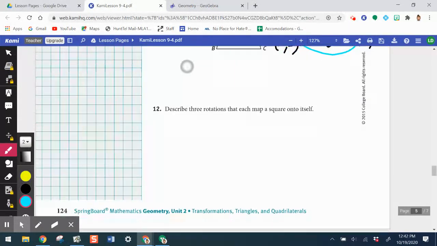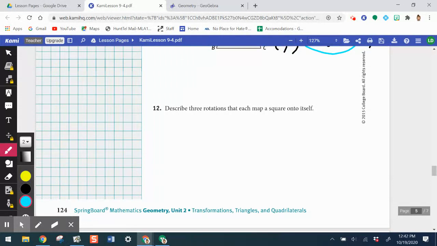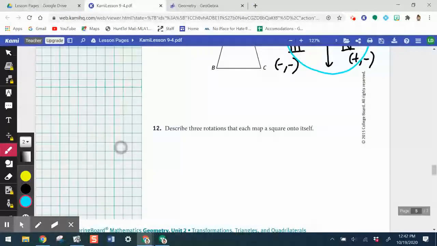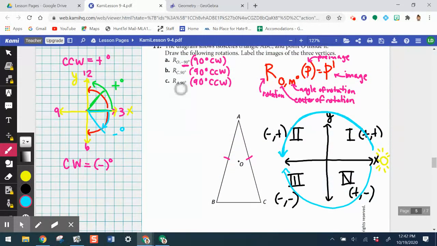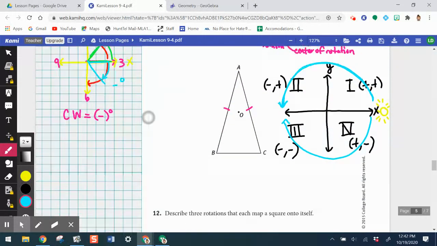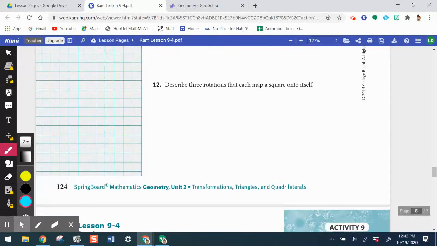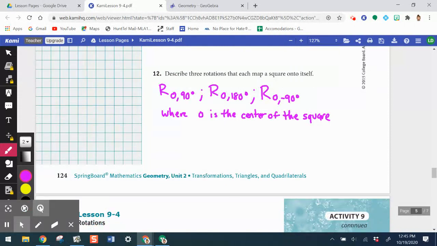So let's continue on. It says, item 12, describe 3 rotations that each map a square onto itself. So take a second, see if you can figure it out. They are wanting you to use this type of notation here. So keep that in mind when you're talking about rotations at this point, because we're not necessarily using the coordinate plane counter or clockwise.